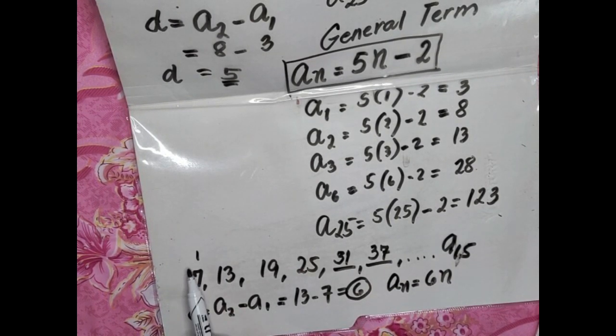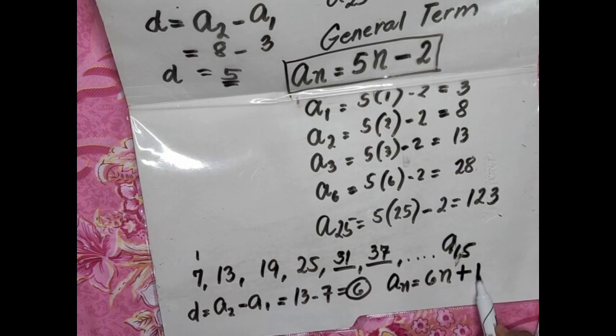So that is 6. What shall we do with the 6 in order to arrive at 7? This time we are not going to subtract, but we are going to add. So what shall be added to 6 in order to arrive at 7? So that is 1. So 6n plus 1. Now, let's try to find out. What is 6 times 1? 6 plus 1, that is 7.